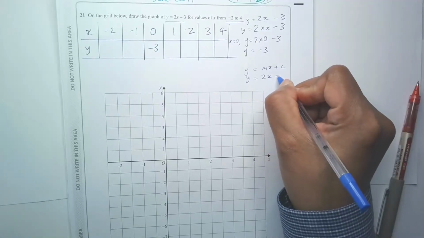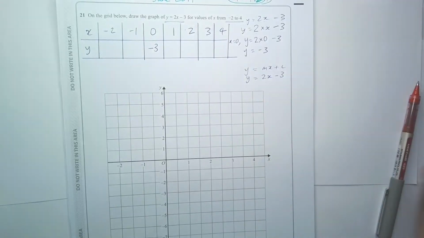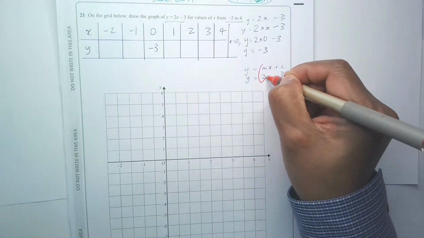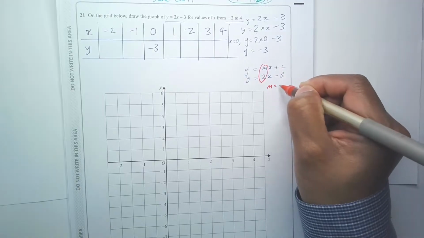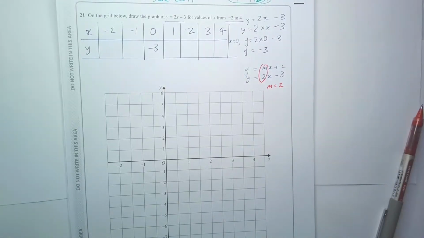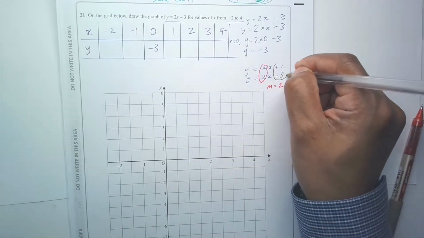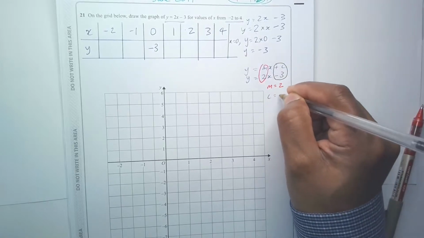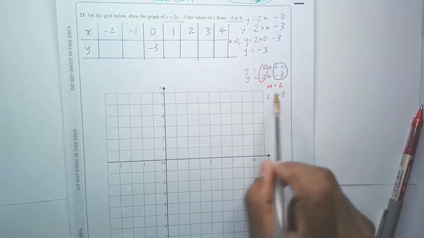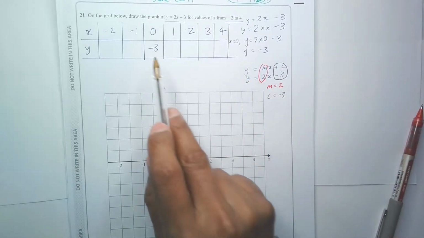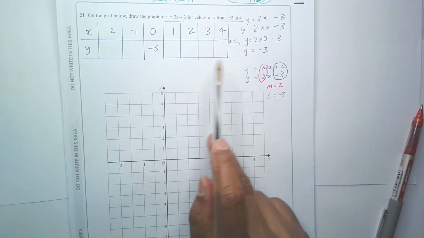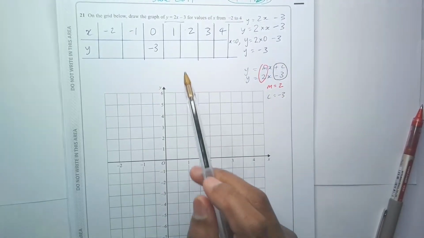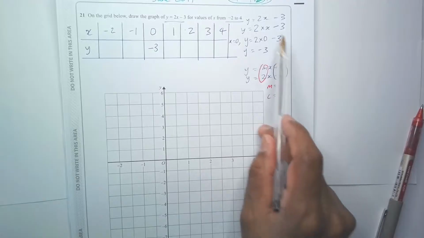Y equals 2x, take away 3. Now remember my m equals 2 and my c equals -3. So I could have just put that in there straight away. I didn't, because this is the first question we've come across. But this working out is important.